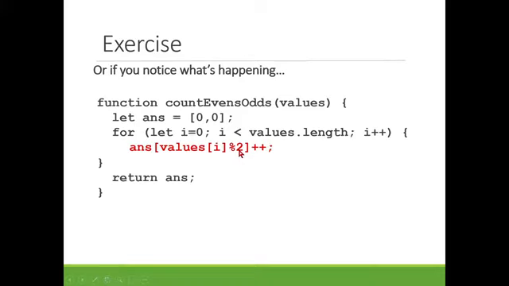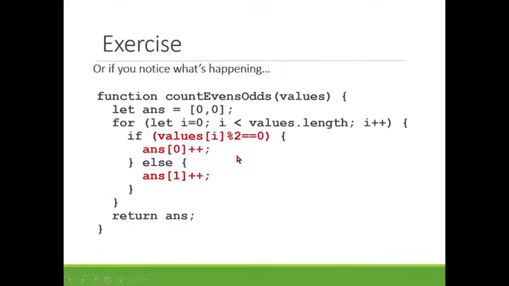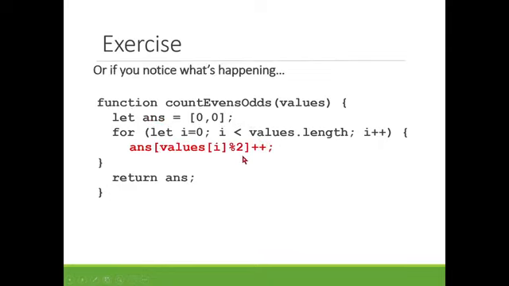just increment this index, because if it's even, this becomes 0 and we increment index 0. If this is odd, it's 1 and we increment index 1. So just a neat trick. This is 100% correct, but when you see what's happening, you can take this expression, put it inside those square brackets, and it comes up with the index that you need.